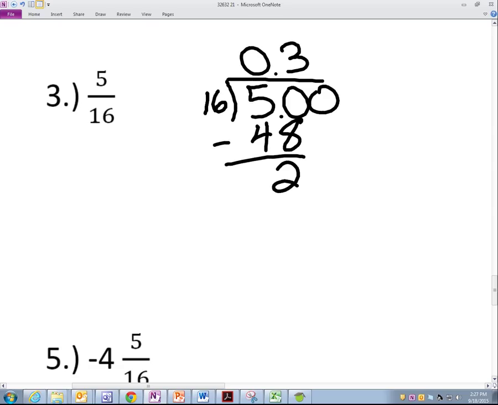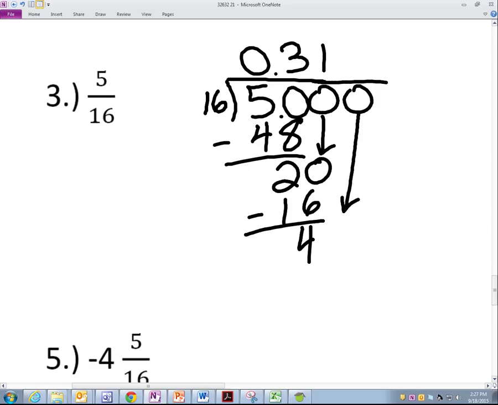I'm still going, so I have to make another 0. How many times does 16 go into 20? Just one time. Now I have 4 left. Uh-oh. Am I repeating? Nope. I haven't repeated yet. It might be repeating, but I haven't repeated yet. So now how many times does 16 go into 40? That's just twice, which is 32.